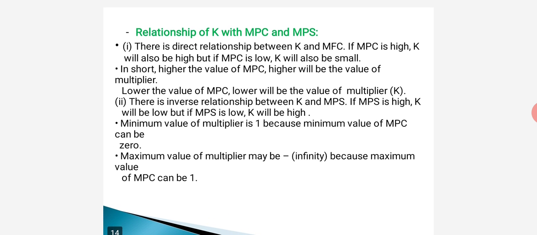As I was telling, the multiplier depends on MPC and MPS. There is a direct relationship between multiplier and MPC. If MPC is high, K will also be high, but if MPC is low, K will also be small. In short, the higher the value of MPC, the higher the value of multiplier. The lower the value of MPC, the lower the value of multiplier. When we talk about multiplier and MPS, there is an inverse relationship between multiplier and MPS. You can read it out. It's just opposite to that of MPC.